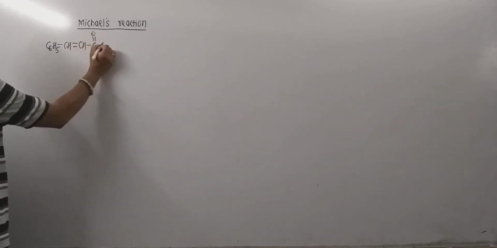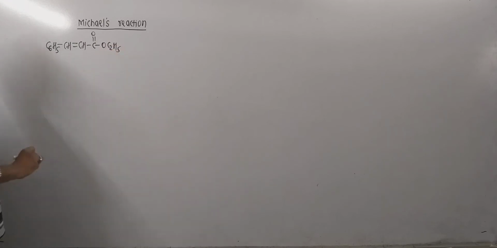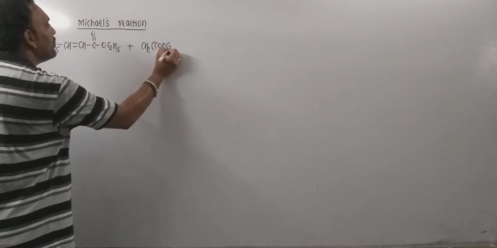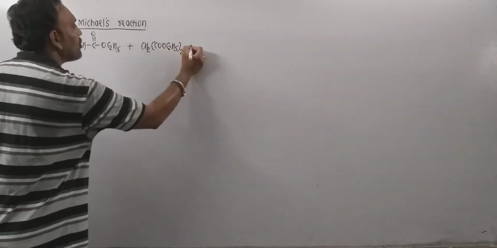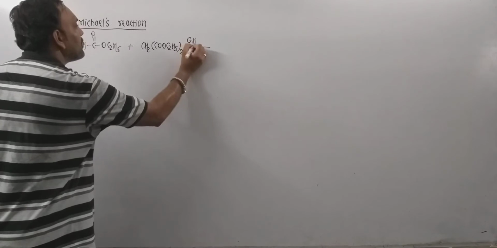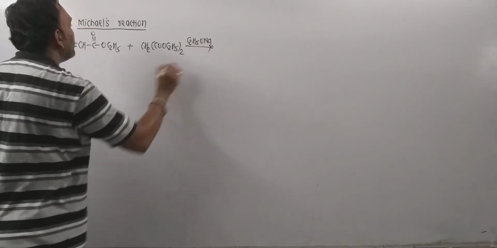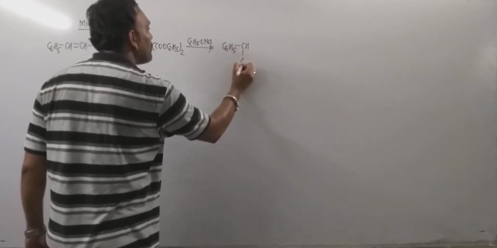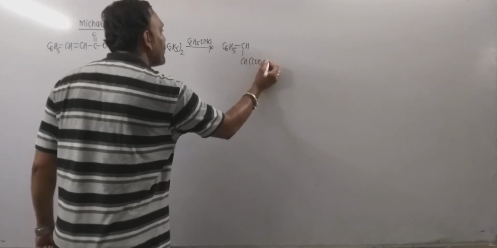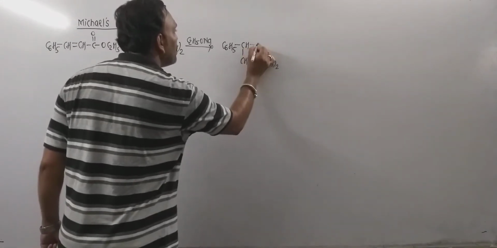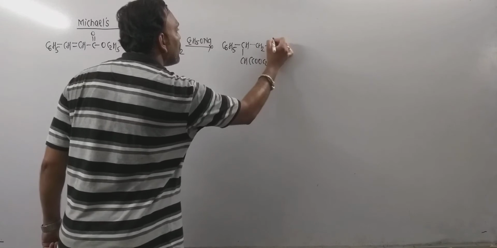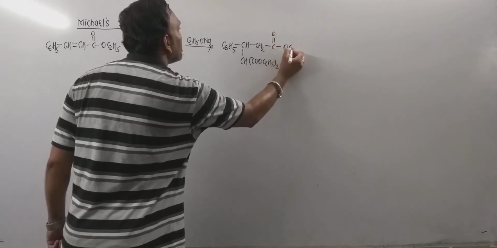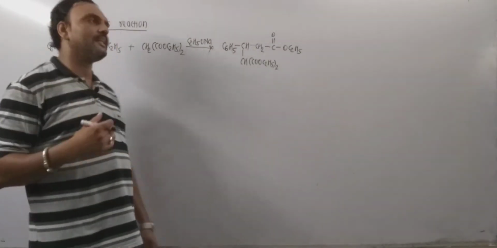This is the alpha beta unsaturated keto compound when treated with a compound having an active methylene group like this. This is the diethyl malonate in a basic medium like sodium ethoxide. Then addition takes place which leads to the formation of an addition product, which may be given as, so this is the addition product so obtained. So this is one of the finest examples of Michael's addition.